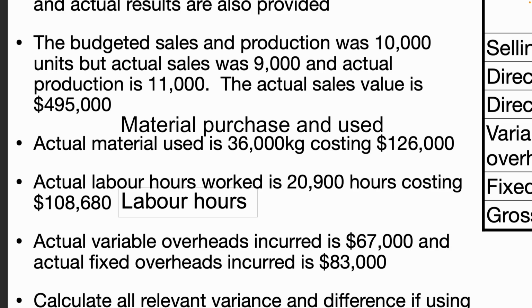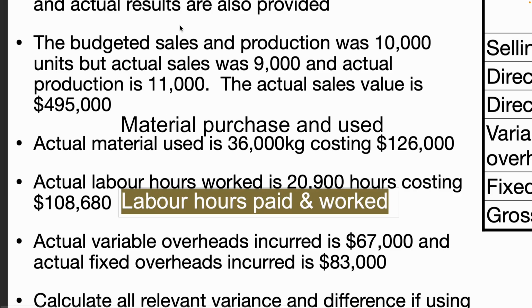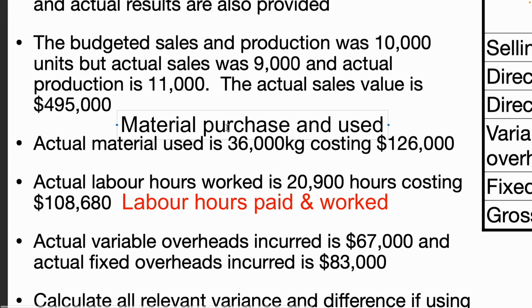paid, and also worked. Now, if there is a difference between the two, labor hours paid and worked, you may have to think about something called idle time. Just remember, you may have to calculate something called idle time variance, the difference between labor hours paid and labor hours worked. That can get a little bit complicated in reality, but it depends on the questions.